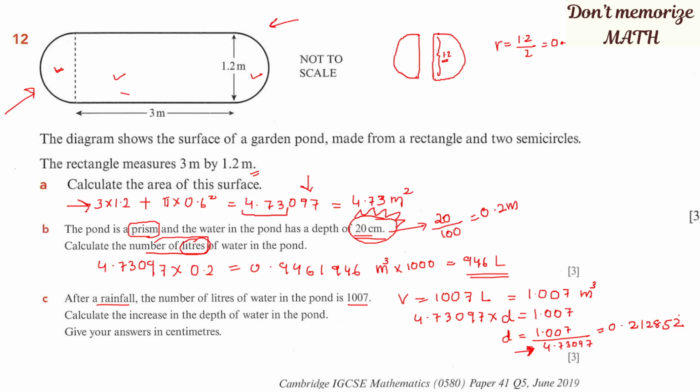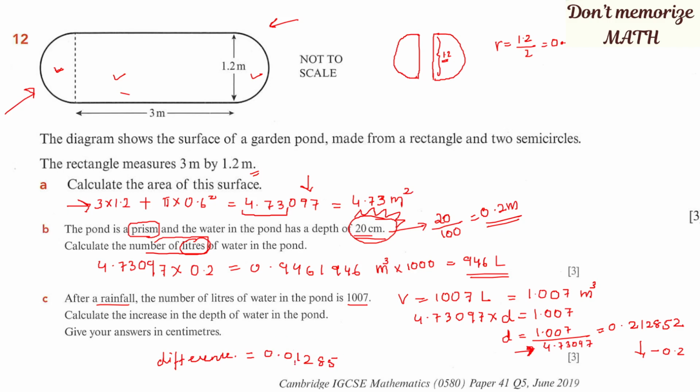So it is the current depth after rainfall, right? What will be the difference? Previously how much did you have? Previously you had 0.2, so we'll subtract from that. Take the answer, just press minus. This answer you need to subtract from 0.2 to find the difference. So minus 0.2, and you will get 0.01285, like this. Okay, this is the final answer for this.